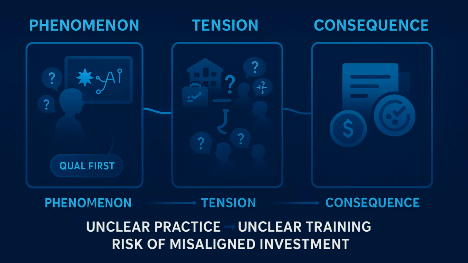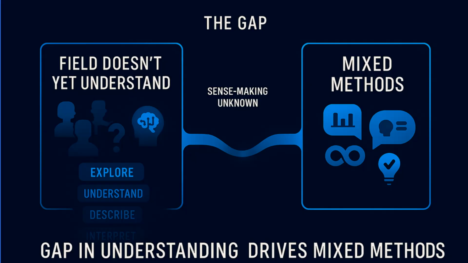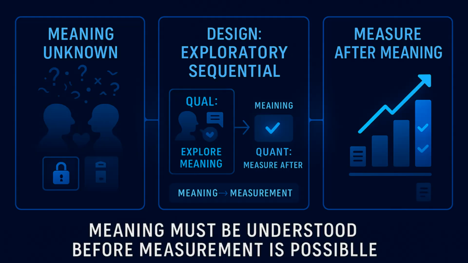The phenomenon is that teachers are beginning to use AI tools, but are unsure how to integrate them into instruction. The tension is that districts want to provide training, but do not understand teachers' concerns or decision-making processes. The consequence is that districts risk investing in training that does not meet teacher needs. The gap is that the field does not yet understand how teachers make sense of instructional AI. The methodology becomes mixed methods. The design becomes exploratory sequential because meaning must be understood before measurement is possible.